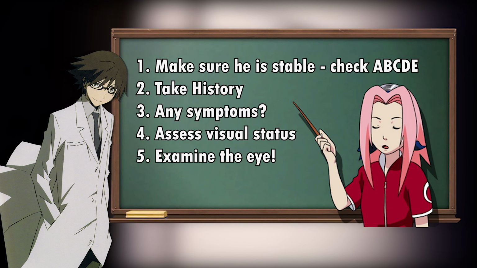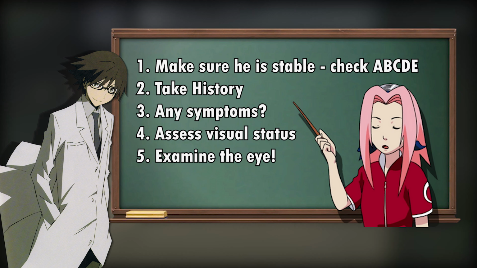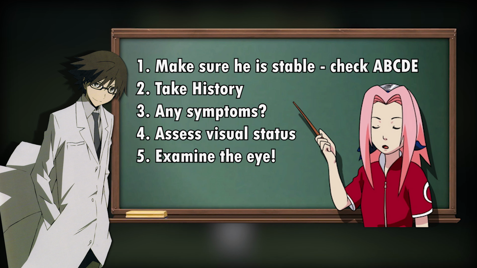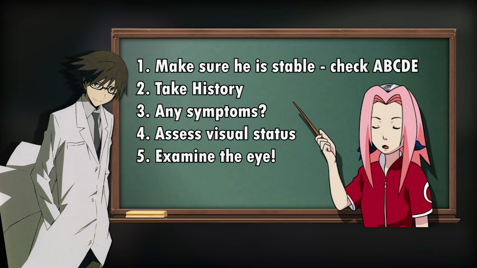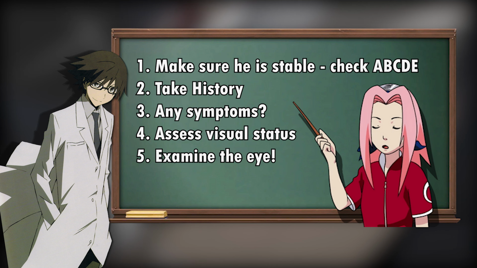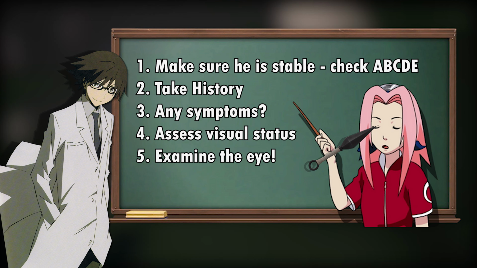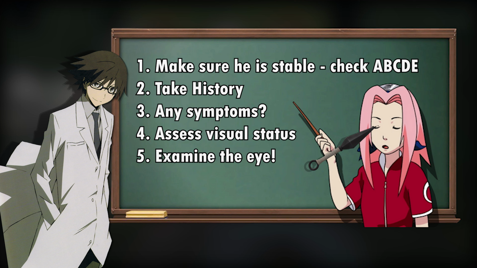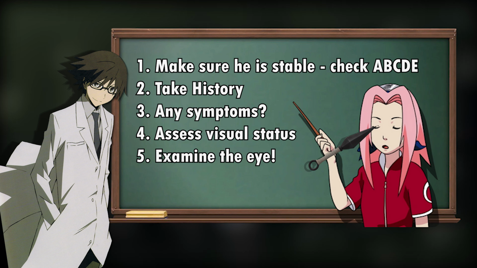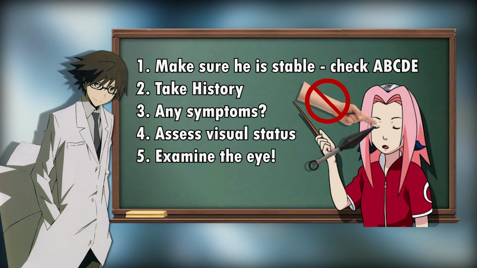So first, we would make sure he's stable, take a bit of a history of the injury, see if he's got any symptoms and check his visual status. Then we'd proceed to examine the eye. Now we'll be looking for any foreign bodies that might still be in the eye. Now if there is a foreign body, you would leave it in there, you wouldn't take it out right now. And you'd also make sure you're not putting any pressure on the eye as well.